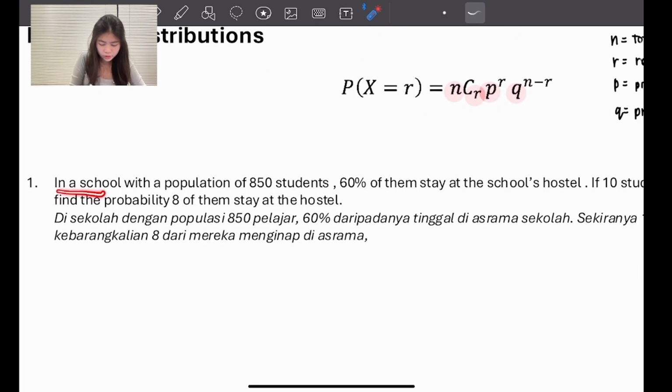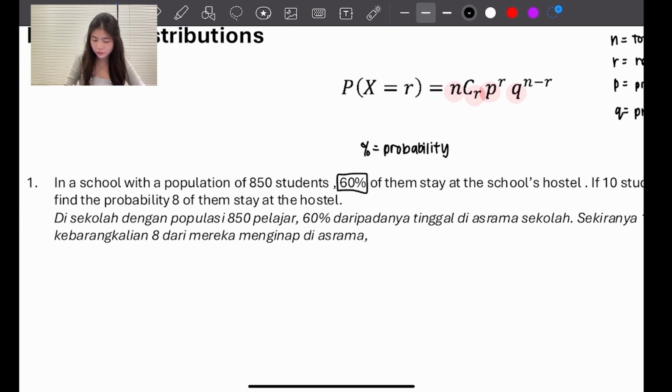Now first, in a school with a population of 850 students, 60% of them stay at the school hostel. We need to pay close attention here. Whenever a percentage is given, a percentage always represents a probability. So in this case, 60% of them staying in the hostel means the probability of a student who stays at a hostel is 60 over 100, or you can write it in decimal form, 0.6.